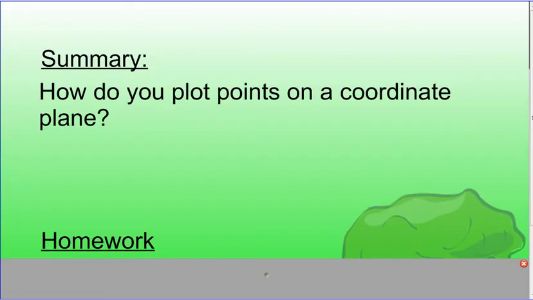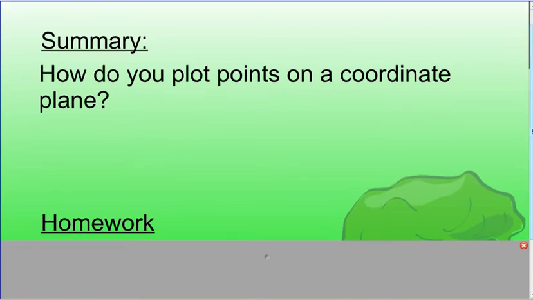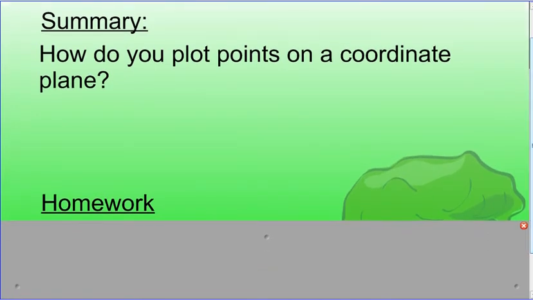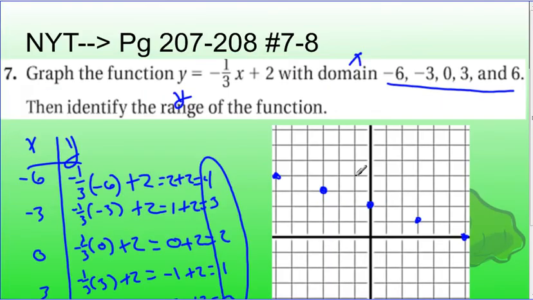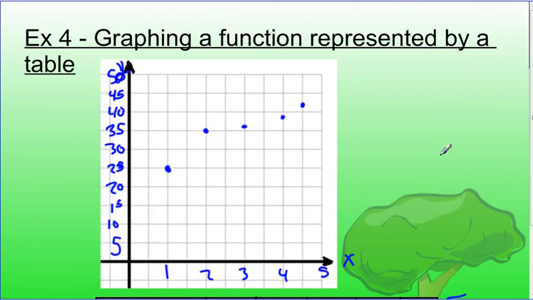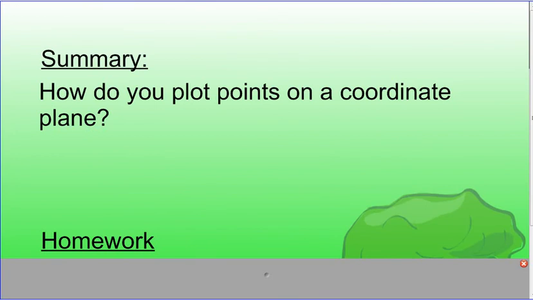Okay. So the summary box on the bottom of the note sheet asks you, how do you plot points on a coordinate plane? Answer that question quickly. It should only take about a sentence. How do you plot points? How did we plot all of those points? How do you plot points on a coordinate plane?